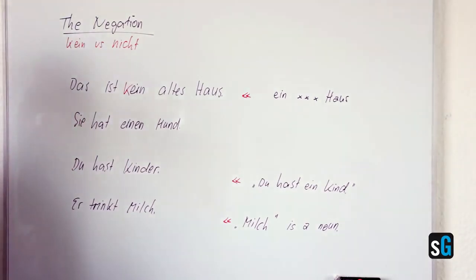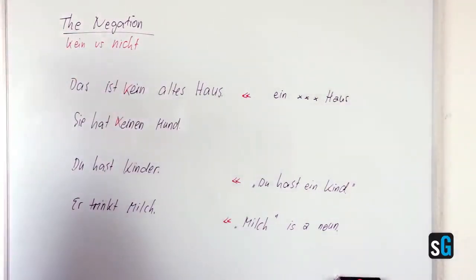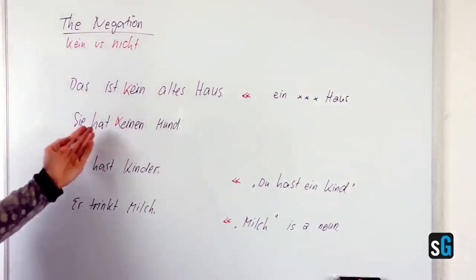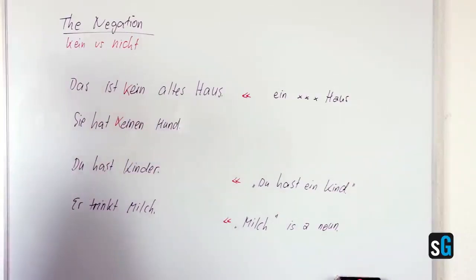Next example, sie hat einen Hund, the negative form. She has a dog. She doesn't have a dog. In German is sie hat keinen Hund. If you translated this literally, that means she has not a dog, which you would never say in English. But that might help you to remember sie hat keinen Hund. Nothing special here, so let's continue.